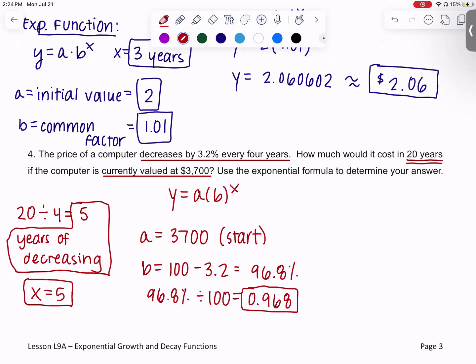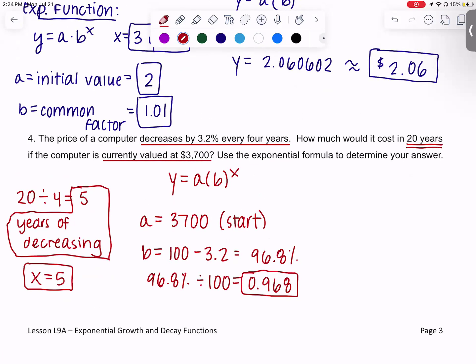That's our b-value. We start with 100%. That's the 100% price, $3,700. That's what it's currently valued at. That's 100% of its price. Next period, it's going to be 96.8% of its worth. It went down by 3.2%. So every period it's going down by a factor of 0.968. y equals 3,700 times 0.968 to the power of x, where x is 5.